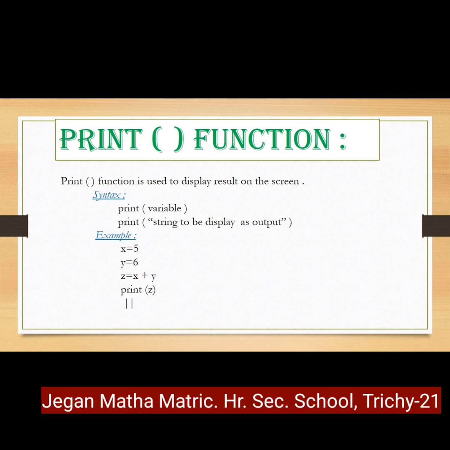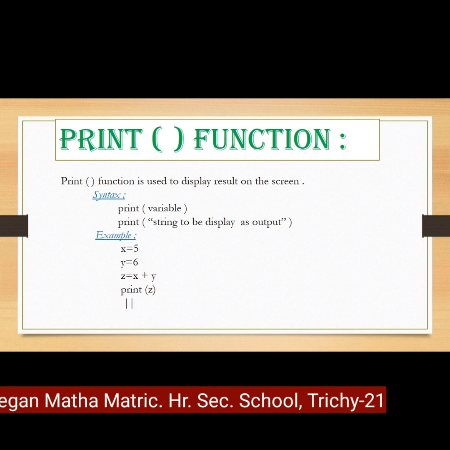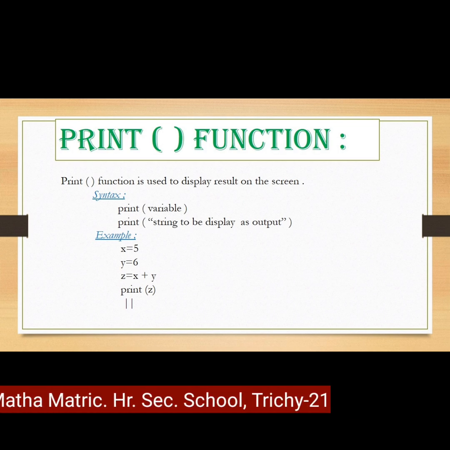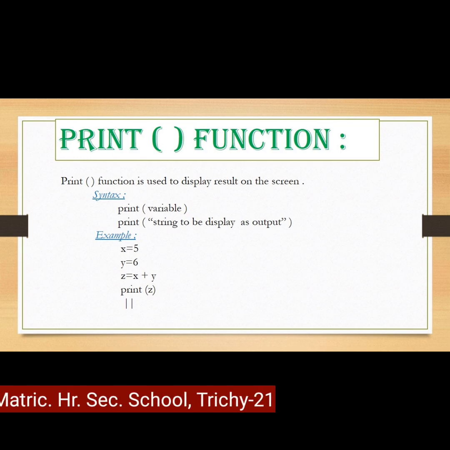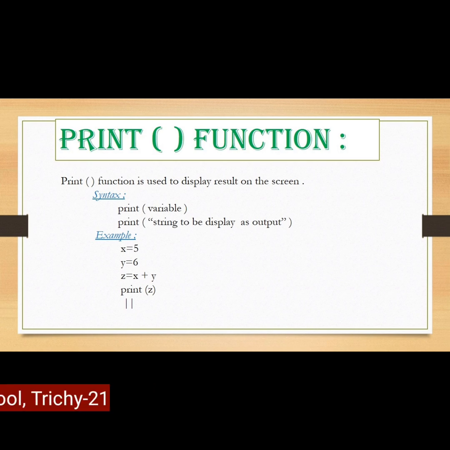Example, x is equal to 5, y is equal to 6, z is equal to x plus 5y. Here it prints the result 11. The print function evaluates the expression before printing it on a monitor. The print displays an entire statement which is specified within a print statement. Comma is used as a separator in print to print more than one item.